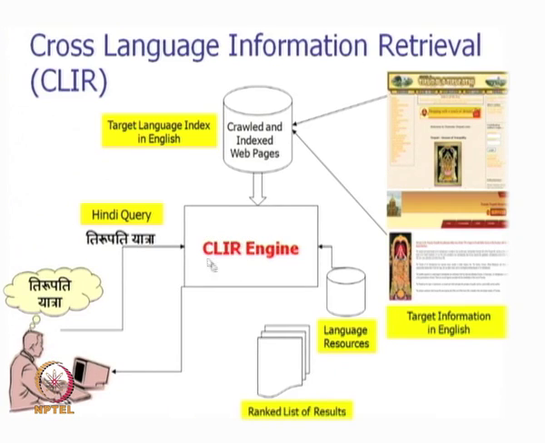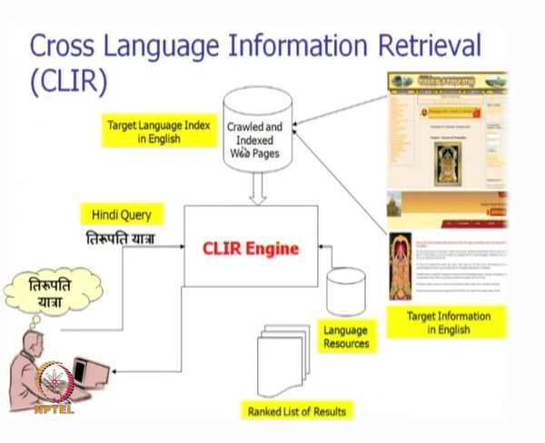So, when the query is processed by the CLIR engine, the relevant documents are retrieved as shown here. Target information is in English, and there is a ranked list of results which the query has brought. So, the way the information flows is that the query comes in to the CLIR engine and is translated, subjected to all kinds of ambiguity and other language constructs.